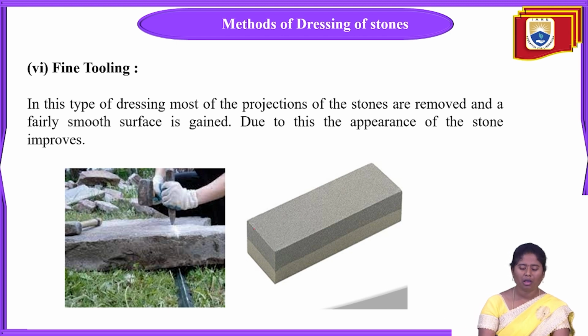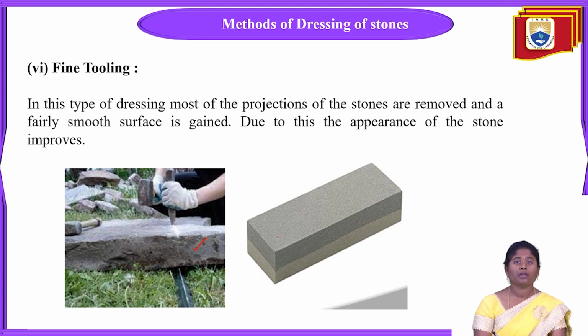Projections means any extra portions, which we have to cut with the help of these chisels and hammers. In the first picture you can see this is the chisel and this is the hammer. By using this chisel and hammer, they cut the projections of that stone, because we are going to give the stone a specific shape and also a specific size.